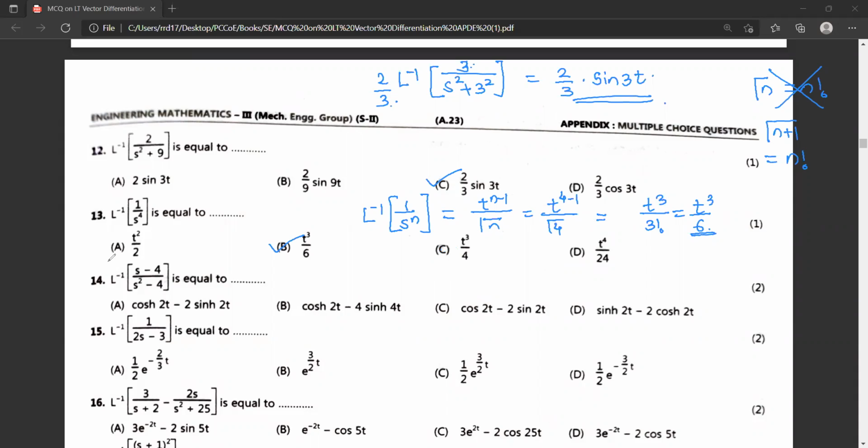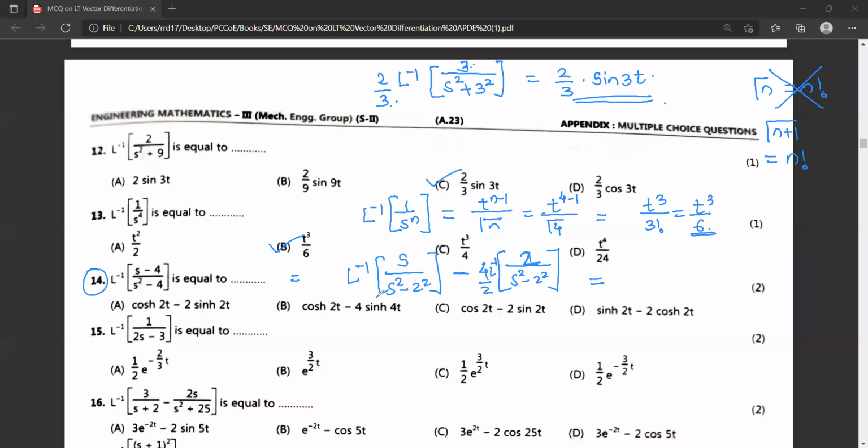Okay. Now let's look at the 14th one. This is a very easy formula. You just have to expand this. You can write this as the inverse Laplace of s upon s square minus 2 square, minus 4 times the inverse Laplace of 1 upon s square minus 2 square. For that, we are going to need 2, so I'll just mark this 2 and divide it by 2.